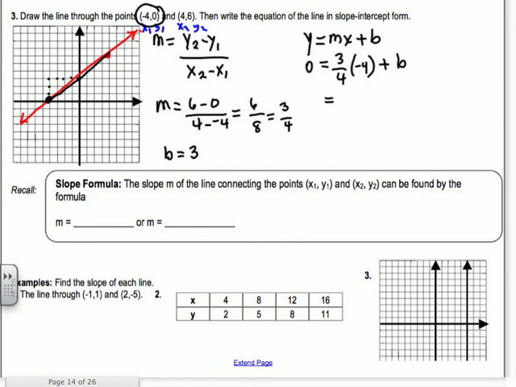So 3/4 times -4, think of -4 over 1. The 4's would cancel, so you get -3 plus b equals 0. Add 3 to both sides, so b is 3. Okay, so that's how we found it. So your equation in slope-intercept form is y equals 3/4 x plus 3.